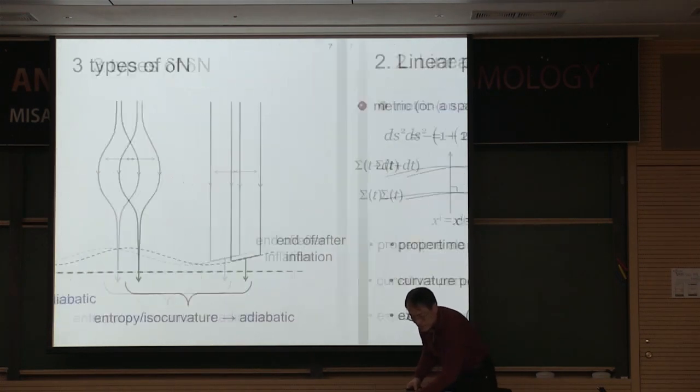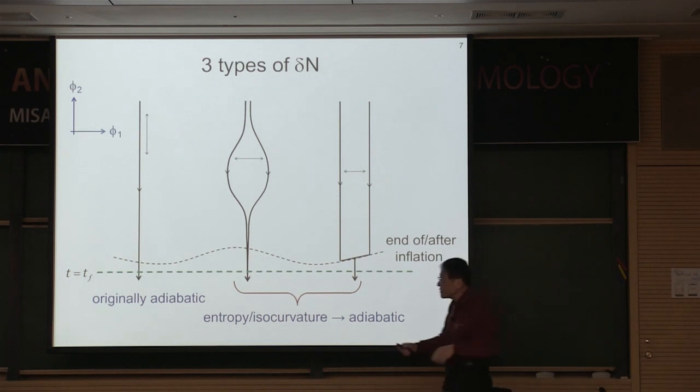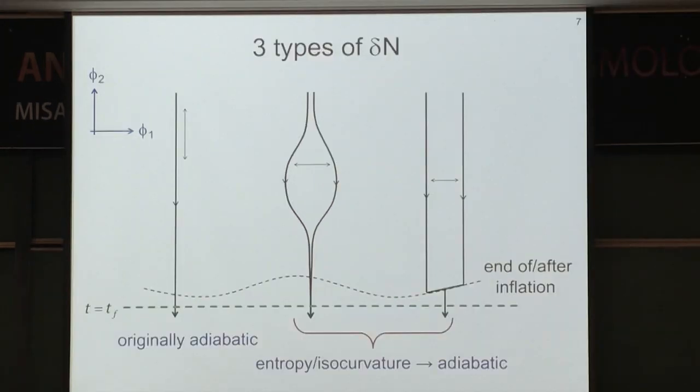Yes. So in the second case, you actually meant those two lines can be very complicated at the end. Yes. Right. The simplest is actually the case of two-field models.